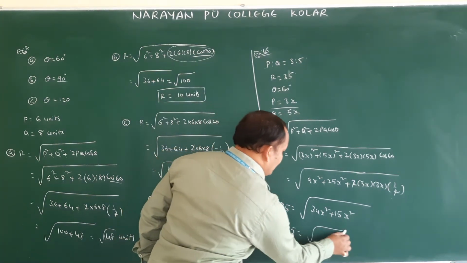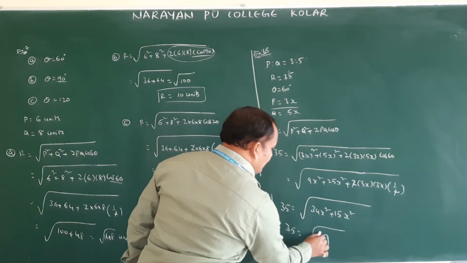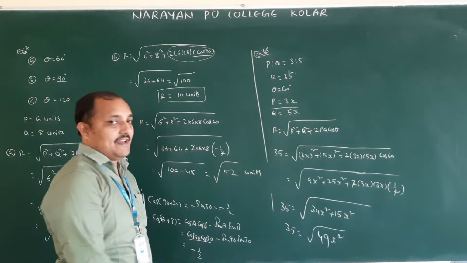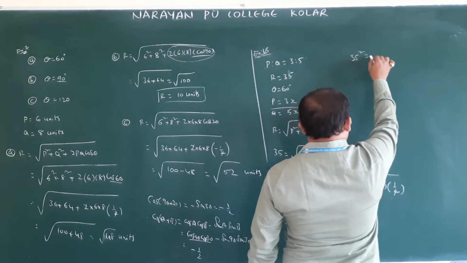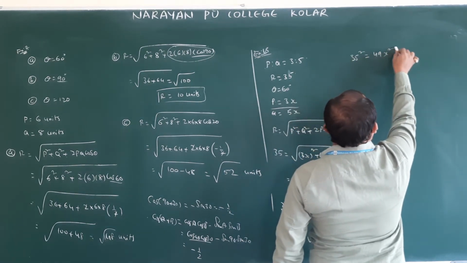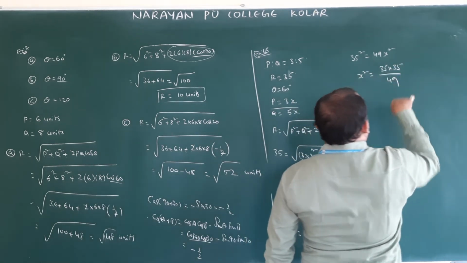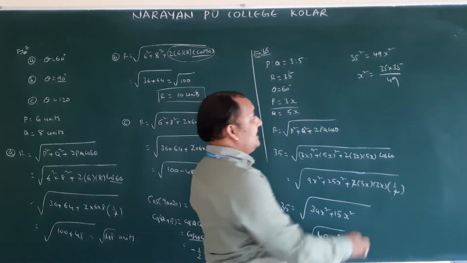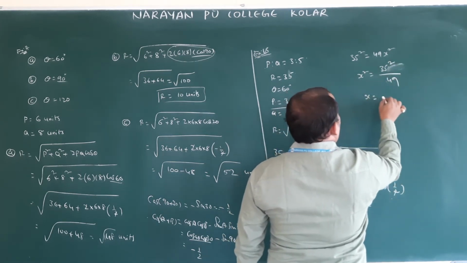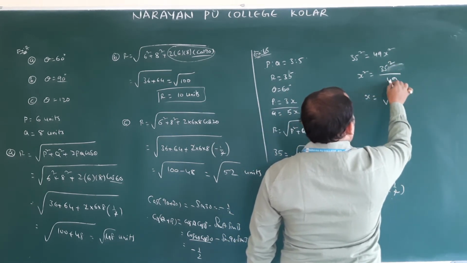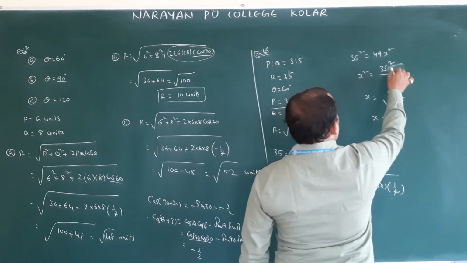So 35 is equal to root of 34 plus 15, that is 49x square. Squaring on both sides, 35 square is equal to 49x square, isn't it? So x square is equal to 35 into 35 by 49, or 35 square by 49. Correct only? x square equals 35 square by 49.